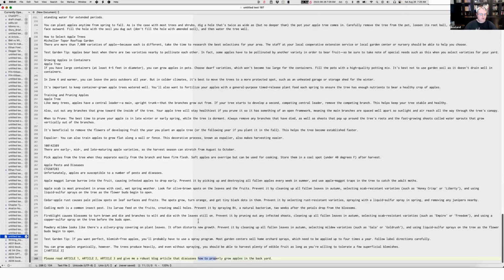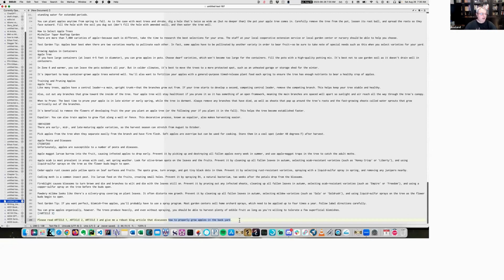So it's like, how to properly grow apples in the backyard. I could have said how to properly grow apples in a vineyard, how to properly manage an apple vineyard, right? So I would actually get very different articles depending on how you focus it. So you make sure you always give the direction, write me something. Always give it something very specific to target.